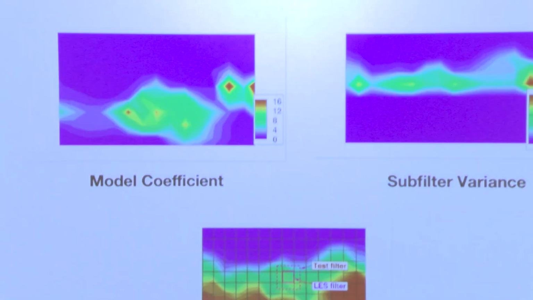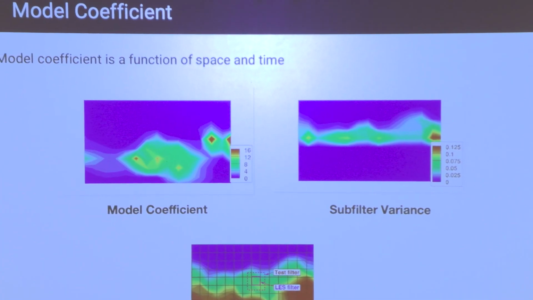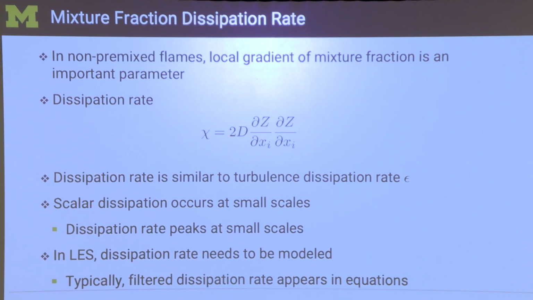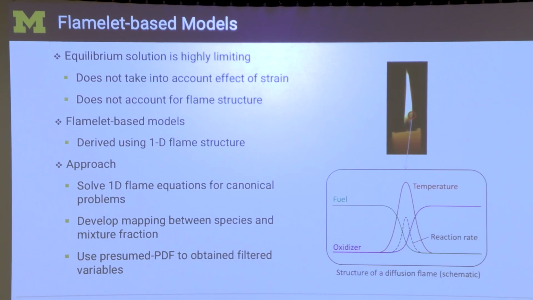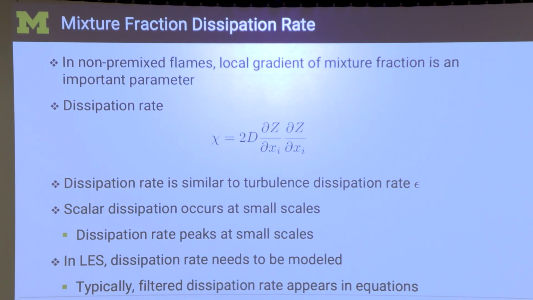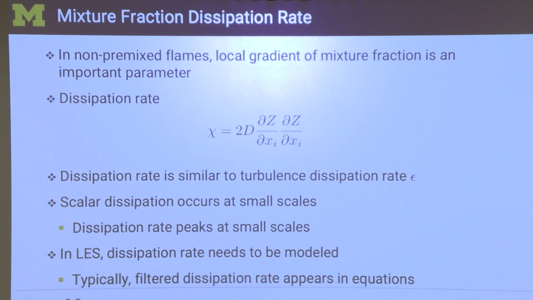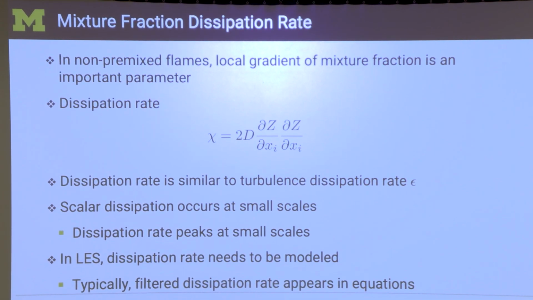So this is for the subfilter variance or the dynamic procedure. I want to go to the next step, which is to say, if Y is G of Z, what other models exist for these manifold relations? So far we looked only at the equilibrium solution. Given a mixture fraction, I compute the equilibrium solution, tabulate it, and use it.